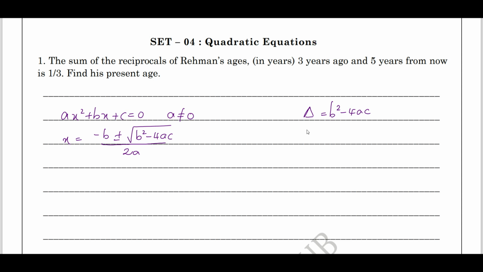And also, if delta is equal to 0, the roots are real and equal. If greater than 0, roots are real and distinct. If delta is lesser than 0, the roots are not real. That means the roots are imaginary. And also we can expect the problem based on speed and distance. We know the speed equals distance traveled by time taken. Speed equals d by t. These are the important formulas from the unit quadratic equations.